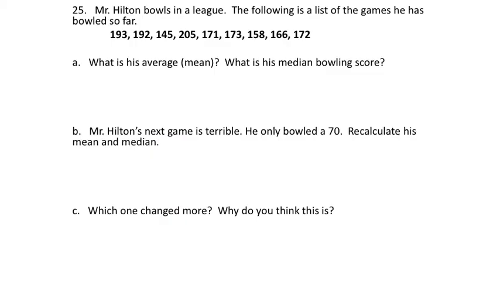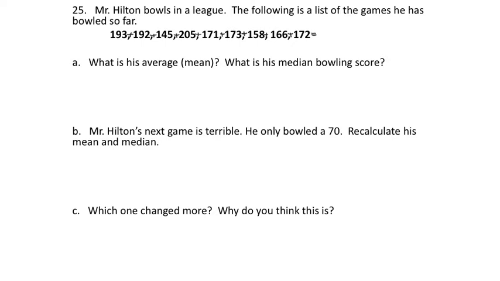Here, Mr. Hilton bowls in a league. The following is a list of games he has bowled so far. Some pretty good scores there. And what does his average mean? What is the median? Okay. Well, to find the first part of A, the mean, all we're going to do is take all those values and add them together. So instead of rewriting these, just to save a little bit of time, I'm going to put some plus signs in between, because all these values I can just plug into a calculator. And yes, you've seen that it is possible to make mistakes on calculators, which I have done already. But it's probably more accurate than me trying to relist these. It should at least save some time, at least if I do it right.